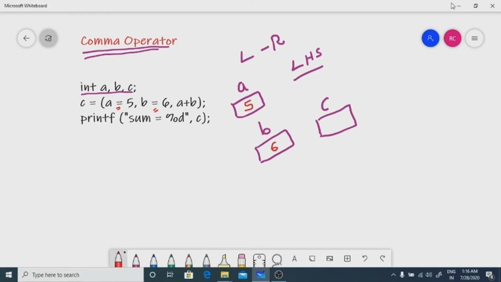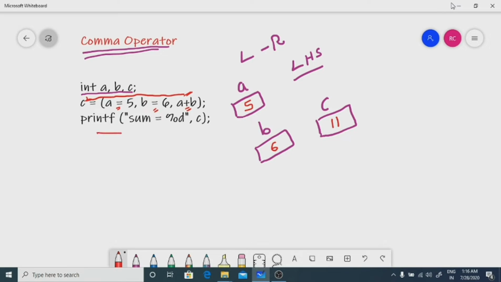Now A plus B is the rightmost expression. So 6 plus 5, 11, will be assigned to the left hand side. So which is there at the left hand side? C. So C is there at the left hand side. That is, 11 will be assigned to C.